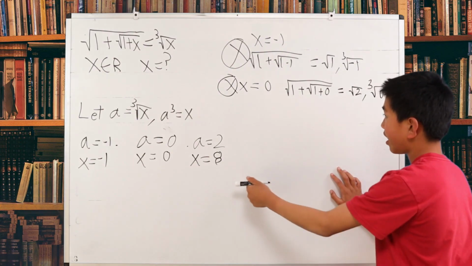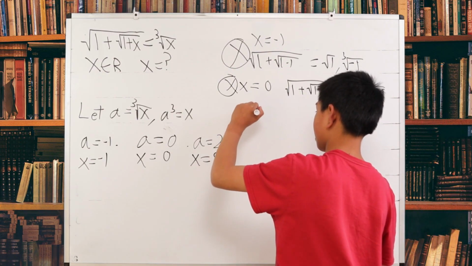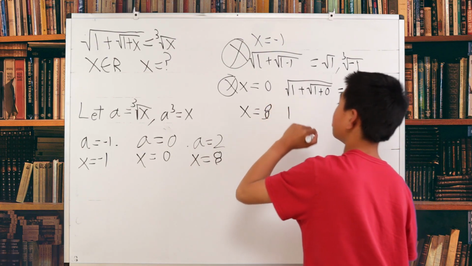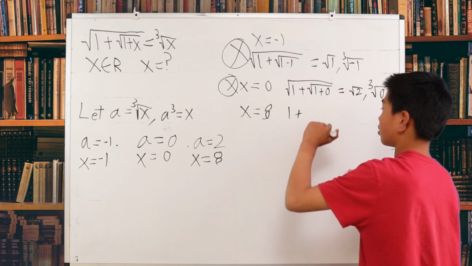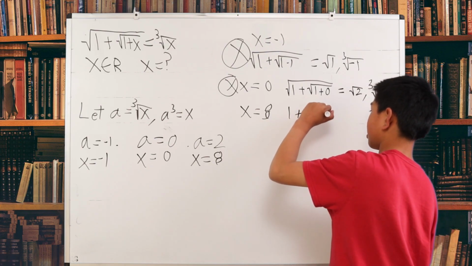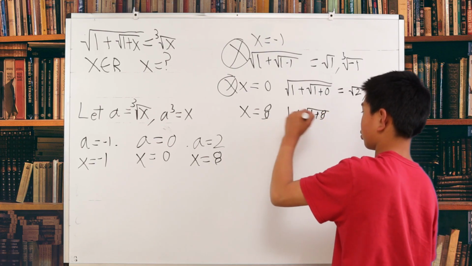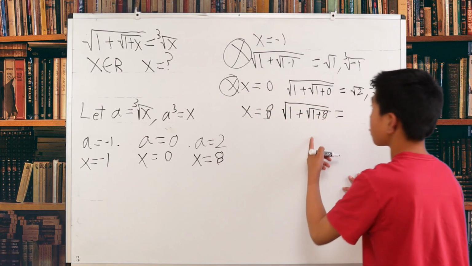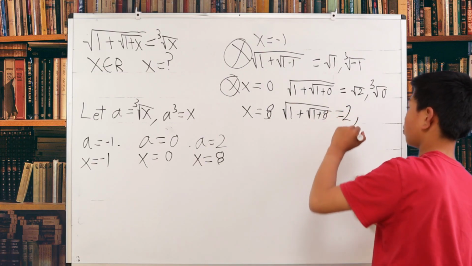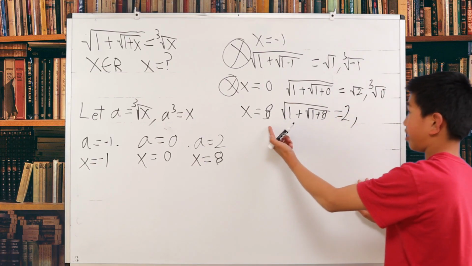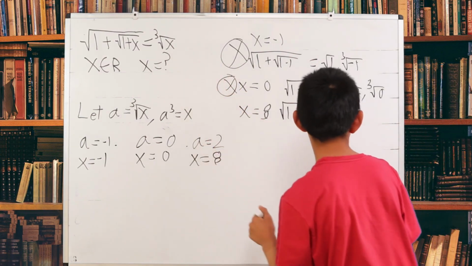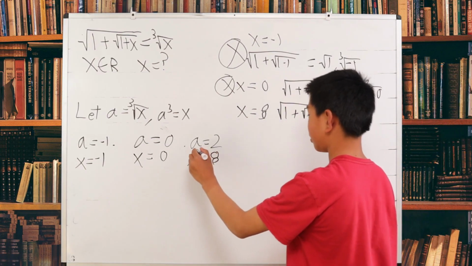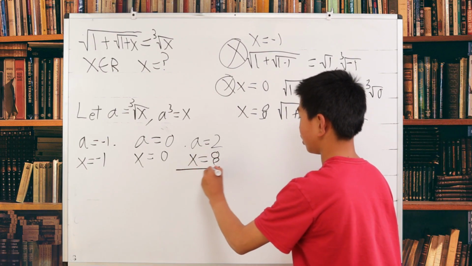Let's try when x is 8. When x is equal to 8, it's going to be the square root of 1 plus the square root of 1 plus 8. That's just 3, and then 3 plus 1 is 4. In the end, you would get that this is 2. And when you plug x is equal to 8 into the right-hand side, you would also get that it's 2. So x is equal to 8 is our only answer.